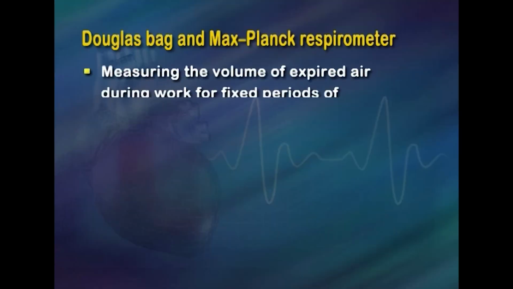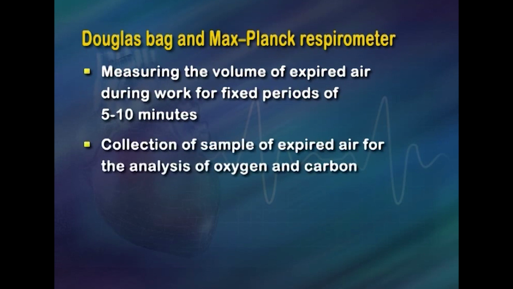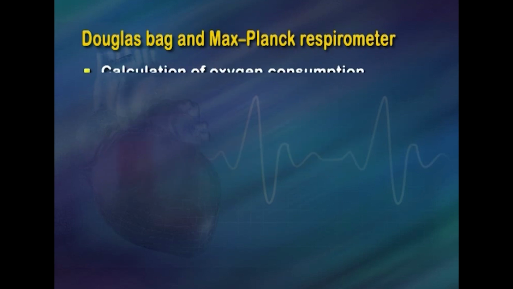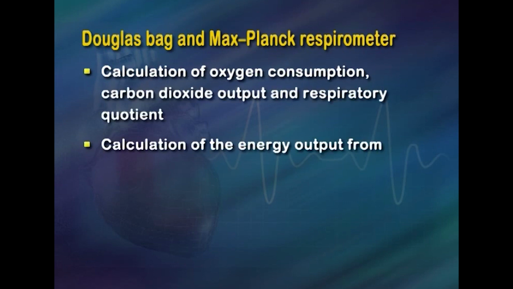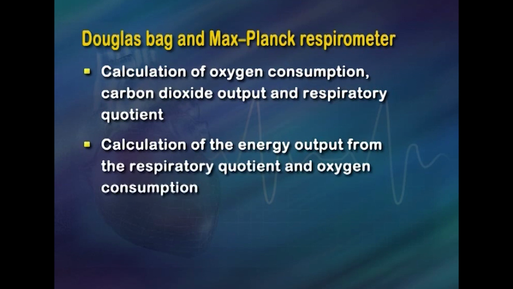Indirect calorimetry is the energy metabolism during work, which can be determined by using various equipment like the Douglas bag and Max Planck respirometer. The general principles underlying the above methods are measuring the volume of expired air during work for fixed periods of 5 to 10 minutes, collection of a sample of expired air for the analysis of oxygen and carbon dioxide content, calculation of oxygen consumption, carbon dioxide output and respiratory quotient, and calculation of energy output from the respiratory quotient and oxygen consumption.